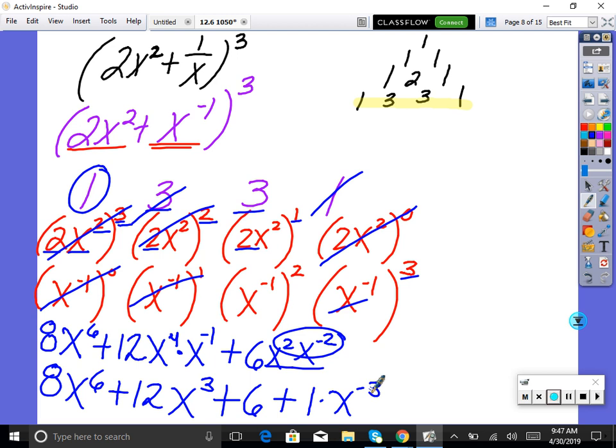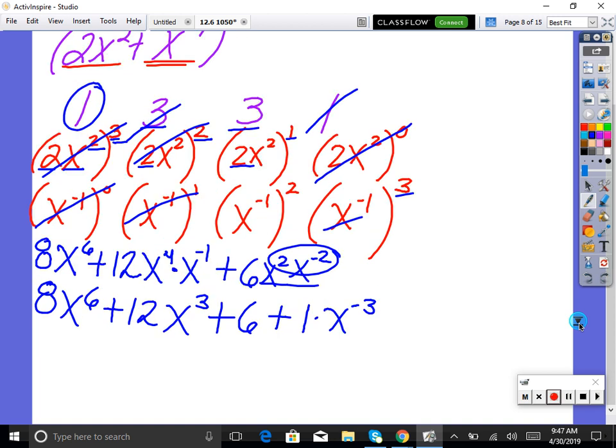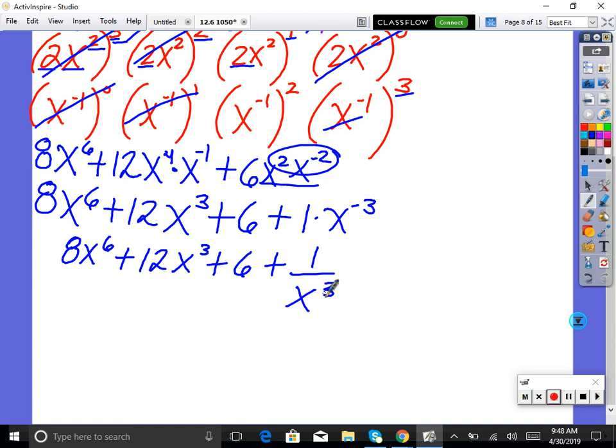So now what we would do is take our final answer and rewrite it, because you started with not negative exponents, you started with fractions. You would take your final answer real quick and just convert any negative exponents back to fractions. So what would our final answer be? 8x to the 6. Can you combine that with an x to the 3rd? No. Plus 12x cubed, true? Plus 6, and then plus 1 over x cubed.